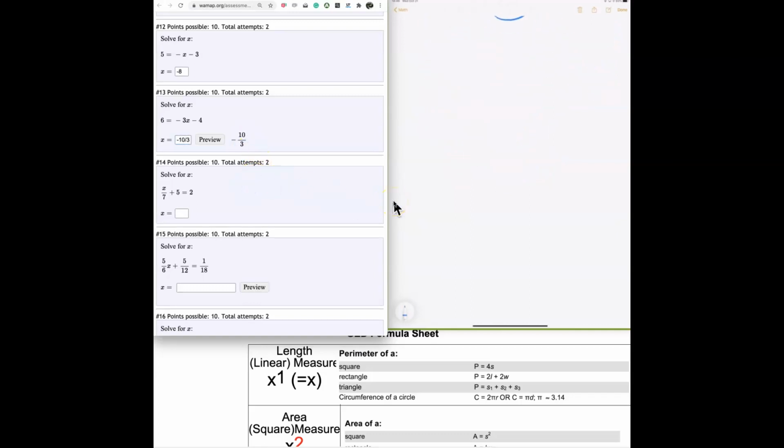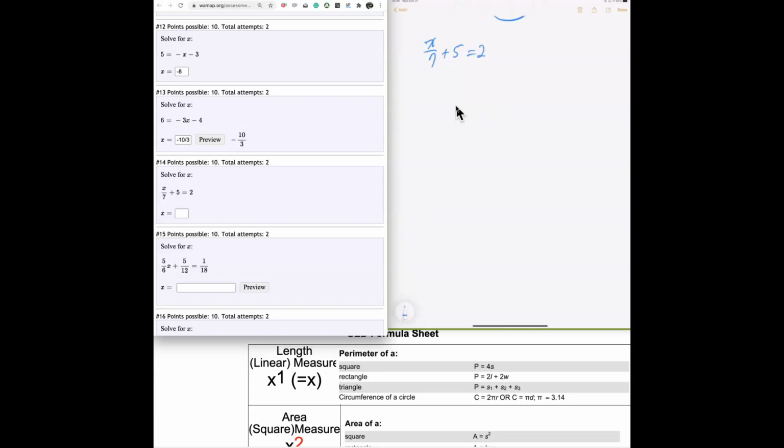See if we can do a record-breaking 3. I haven't done 3 on the same one since the first recording. All right, x over 7 plus 5 is equal to 2. All right, so they're complicating it a little bit by making x a fraction, but we're going to go ahead.